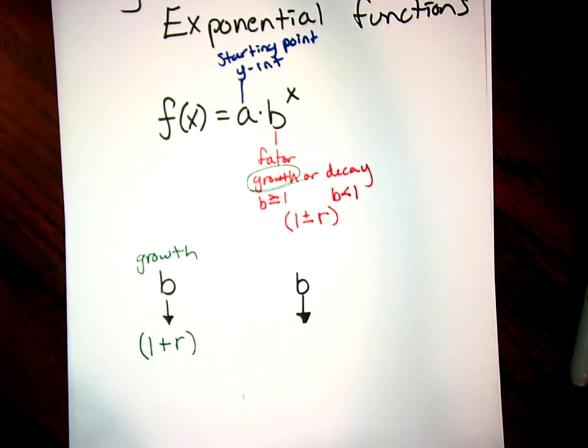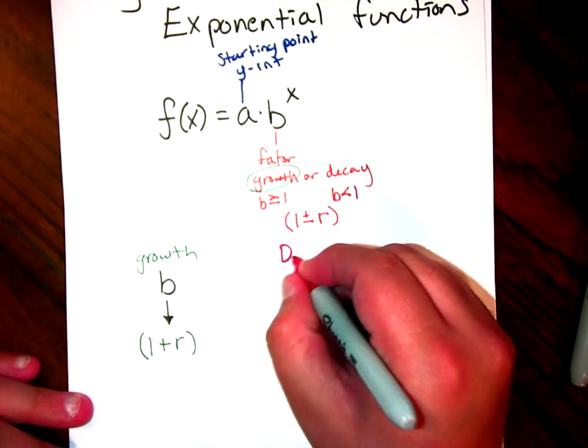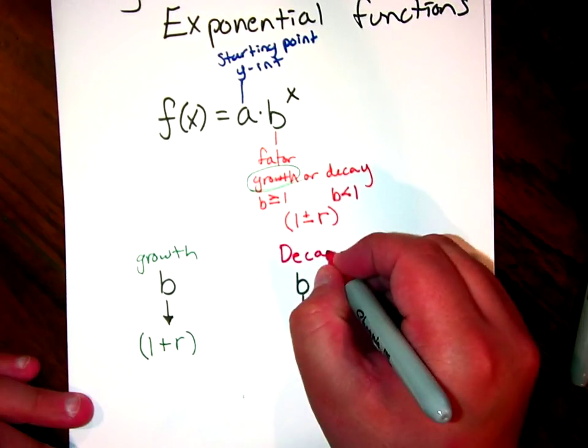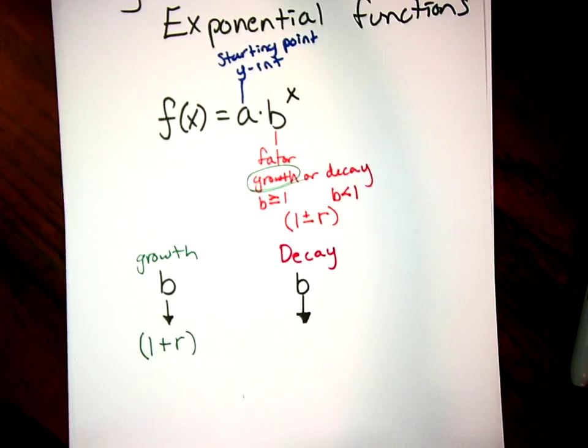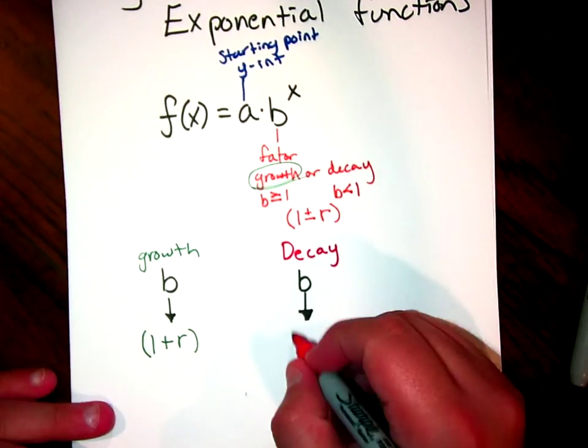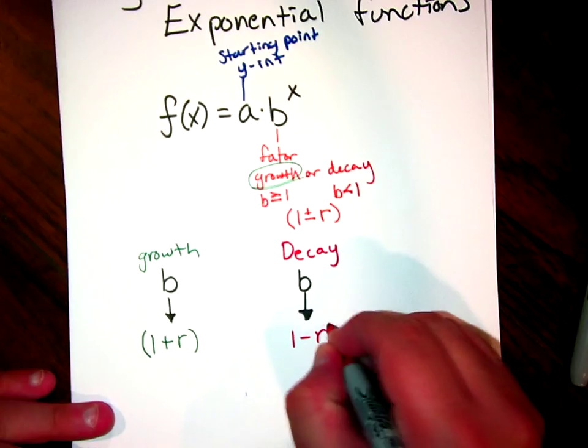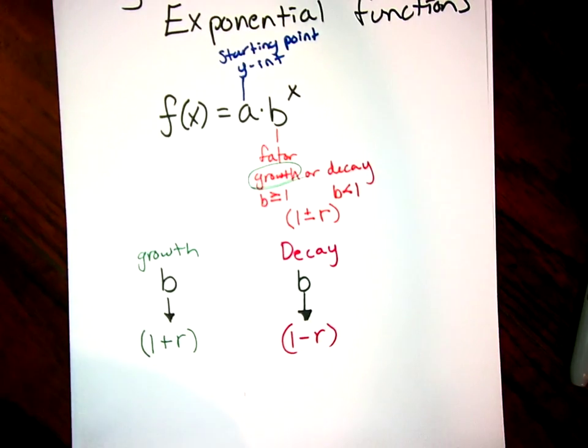And then the other one was decay. You can also get decay functions, and decay would be maybe tracking the lost value on a car over time. That's going to be 1 minus a rate, 1 minus a rate.